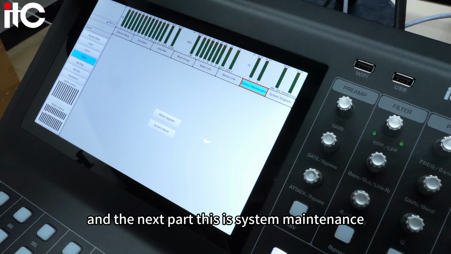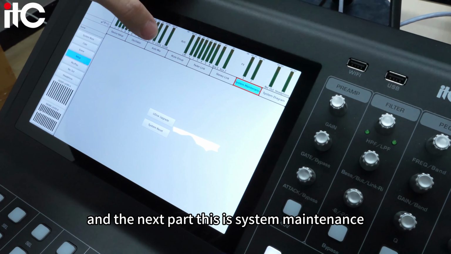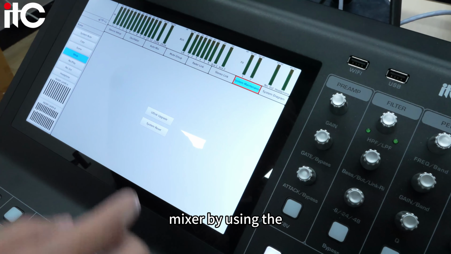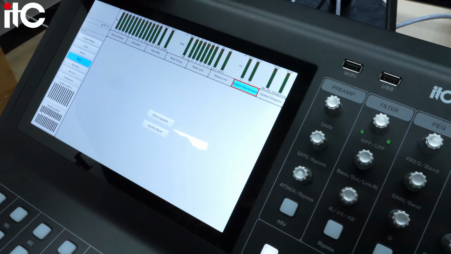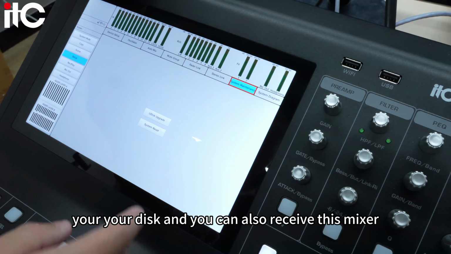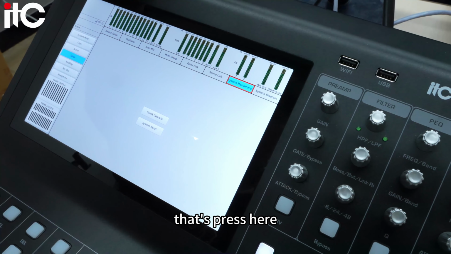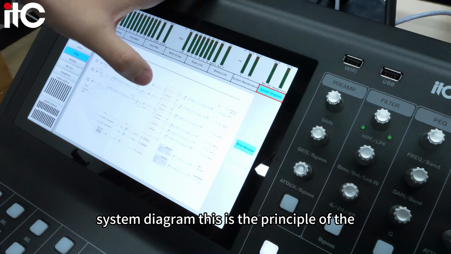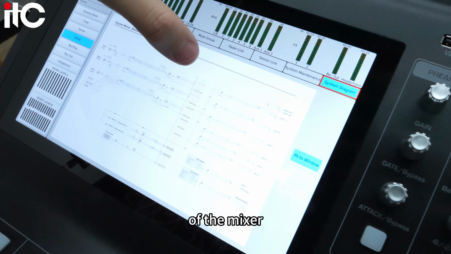And the next part, this is system maintenance. You can upgrade the mixer by using the U disk, and you can also reset this mixer. Just press here. And the system diagram. This is the principle of the mixer.